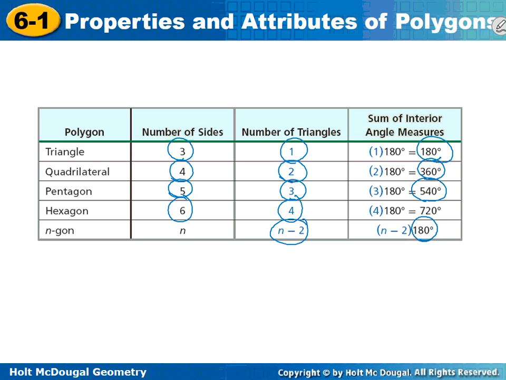So they're going to ask you to find the sum of however many sides they want, and all you're going to do is plug that into this formula. However many sides it is, take away 2 times 180. Any questions on how to find the sum?